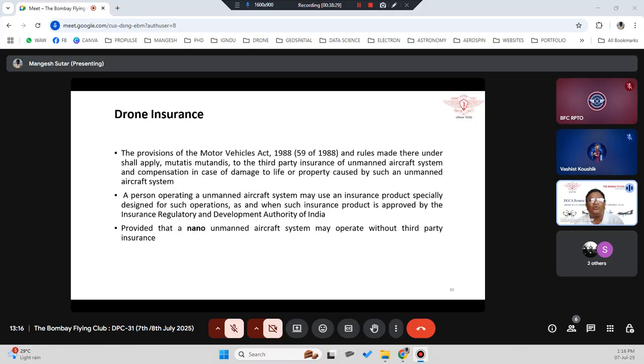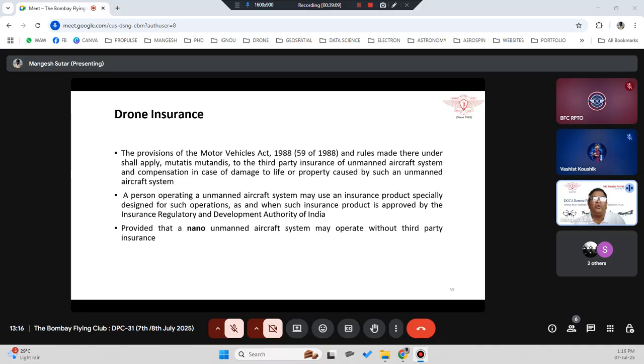I think right now most of the insurance companies are giving it, like ICICI, National Insurance, Digit, and I think even HDFC has started giving drone insurance. This has been approved by IRDA, the Insurance Regulatory and Development Authority of India. So they are actually authorized to give the insurance. Only those insurance companies which are governed by the Insurance Regulatory and Development Authority of India can give you the insurance, not anybody else.